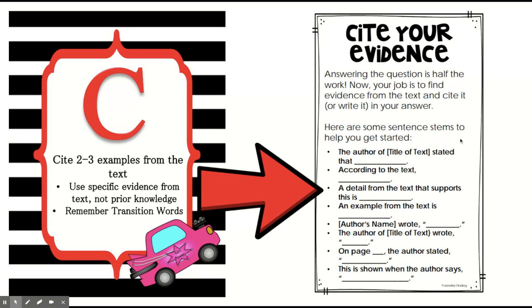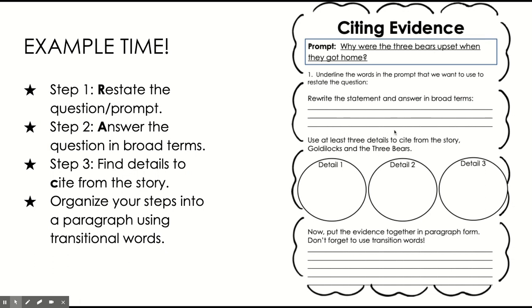Here are some sentence stems that can help get you started. So let's look at an example. The first thing I'm going to do, step one, is restate the question or the prompt. Why were the three bears upset when they got home? I'm underlining important information in my prompt, and then I'm going to restate it.